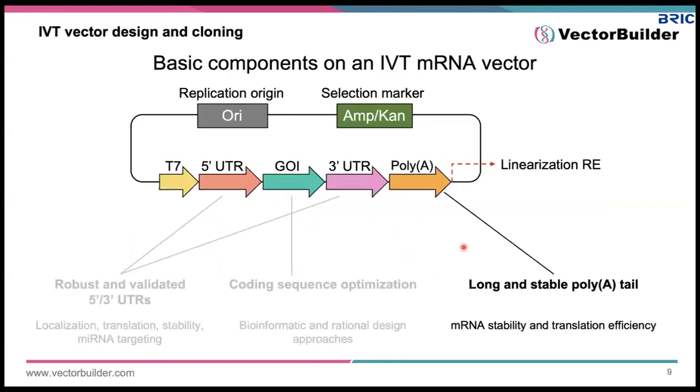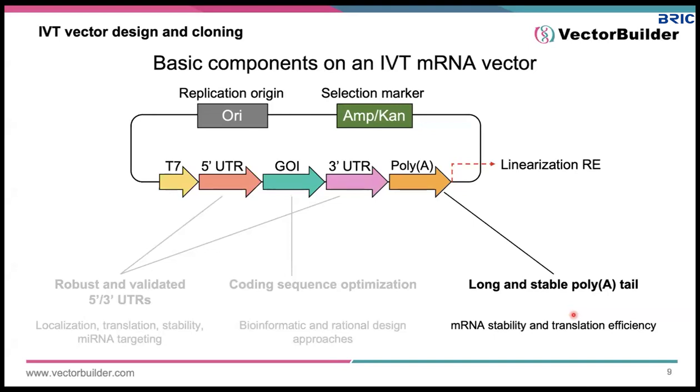So last but not least, the component on the IVT mRNA vector is the poly A tail region. A long and stable poly A tail region can really enhance the mRNA stability and translation efficiency. And a simple explanation for that is that the host cell has a mechanism to clean up RNA in the cytosol, and one of the mechanisms is using an exonuclease that will chew up RNA from its 3' end. So put it simply, you can picture that when you have a long poly A tail, that will really slow down the chew up from that exonuclease, which in turn increases the half-life of the mRNA.